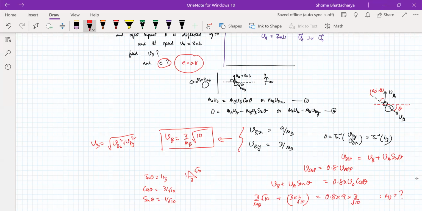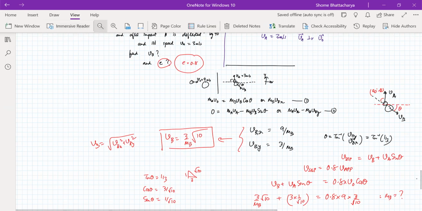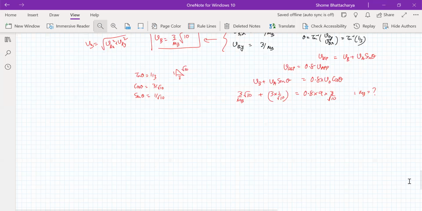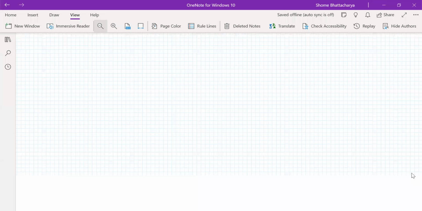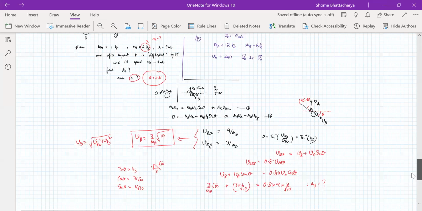So this is the solution to the first part, where I have kept MB unknown. Instead of giving MB as 4 kg, I changed MB to unknown and gave you the value of the coefficient of restitution. So this is the first part solution. And what I've done is I've kept this value, but this is unknown.